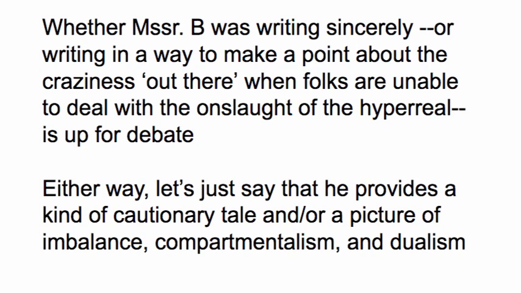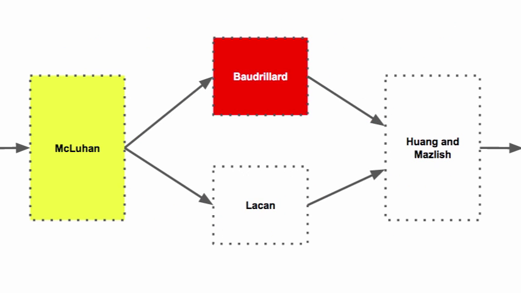So, but either way, whether he was writing sincerely or writing in a way to make a point about craziness that existed elsewhere, we could say that he provided us with a kind of cautionary tale or a picture of imbalance or compartmentalism or dualism, when the image side of human nature is totally separate in a dualistic way from the embodied side of human nature. So we'll put Baudrillard there in red, right? A possible stop sign or warning sign of what can happen in certain conditions of amplification.